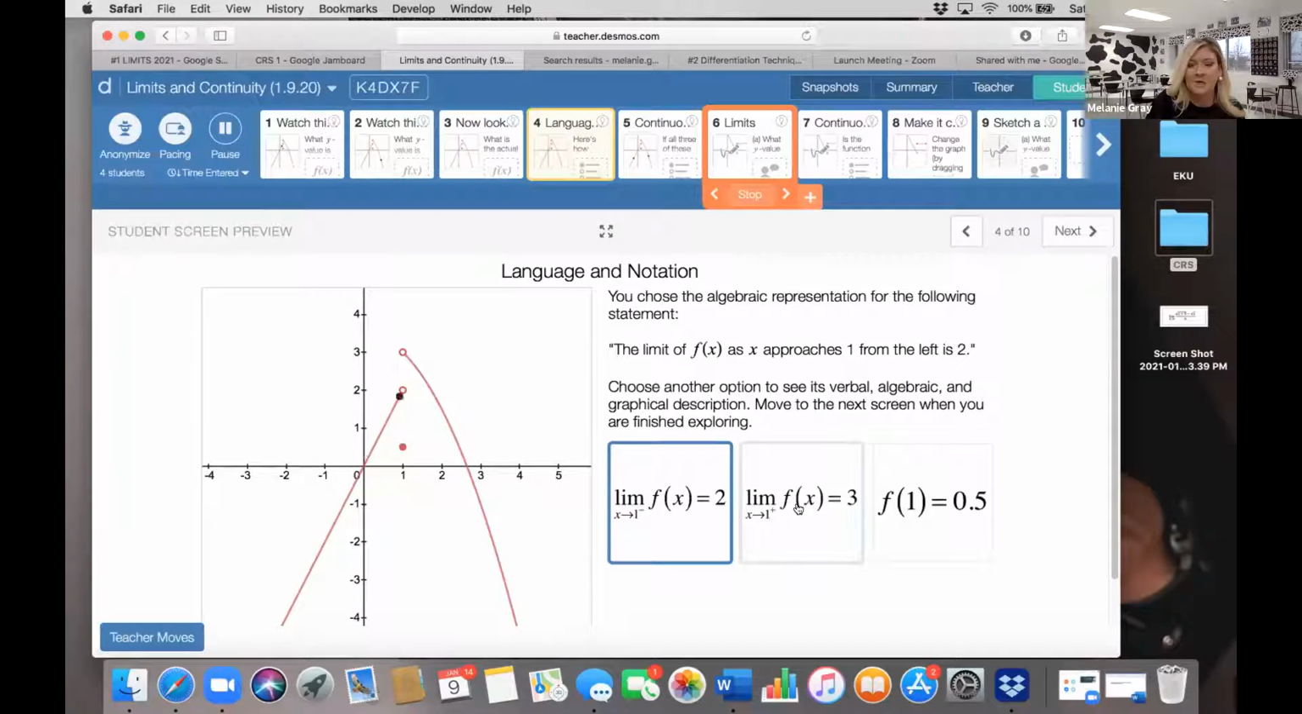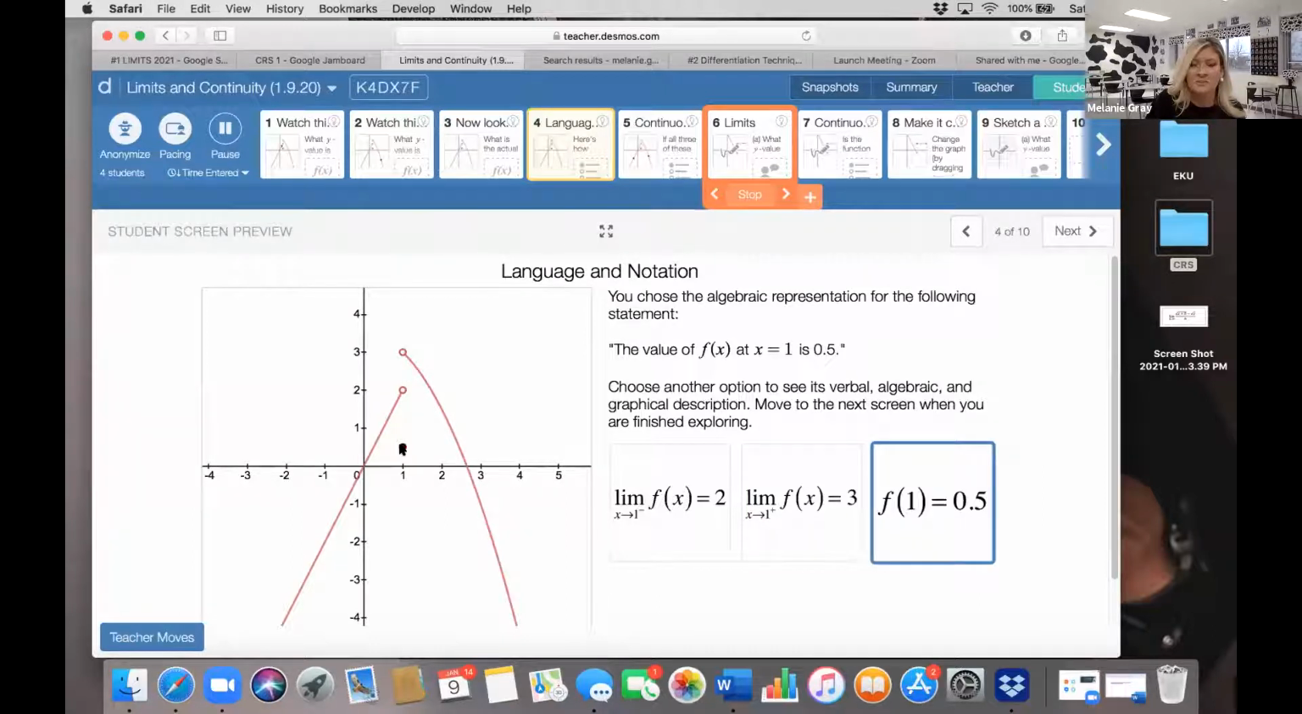Now I'm going to click over to a superscript of a positive on the 1, and you can see on my graph it changes, coming from the right-hand side. And finally, if I click on f of 1 equals 0.5, it's just this point at x equals 1.